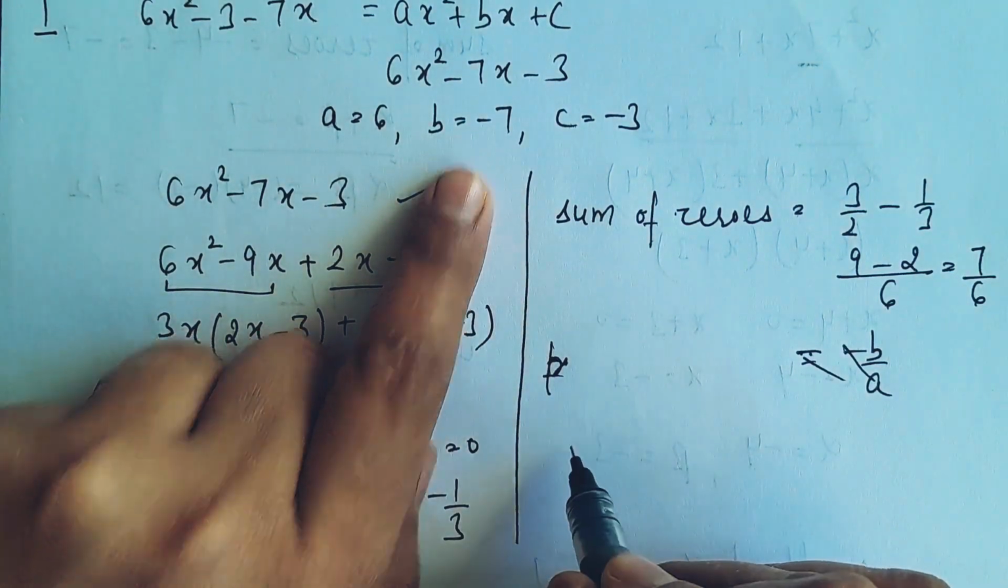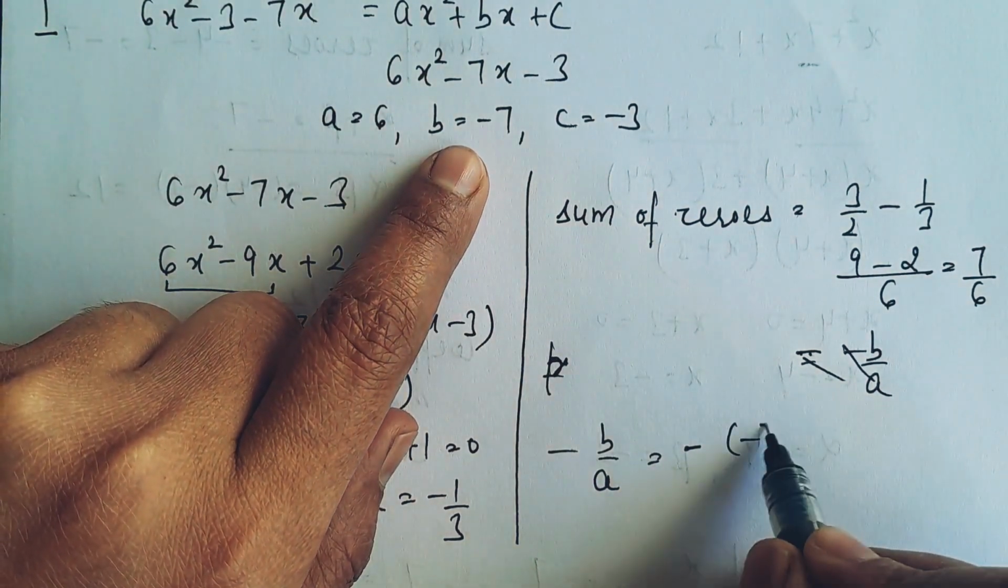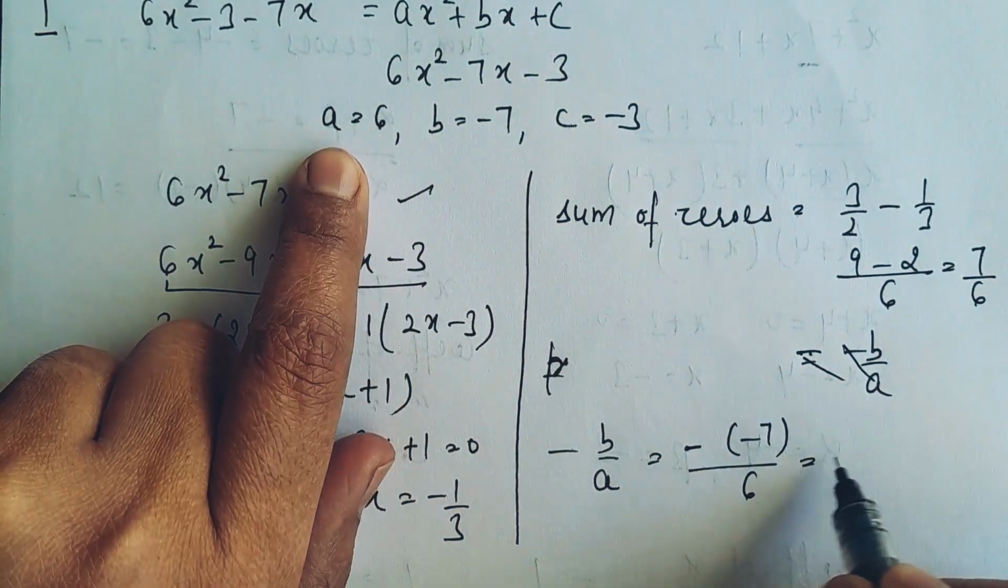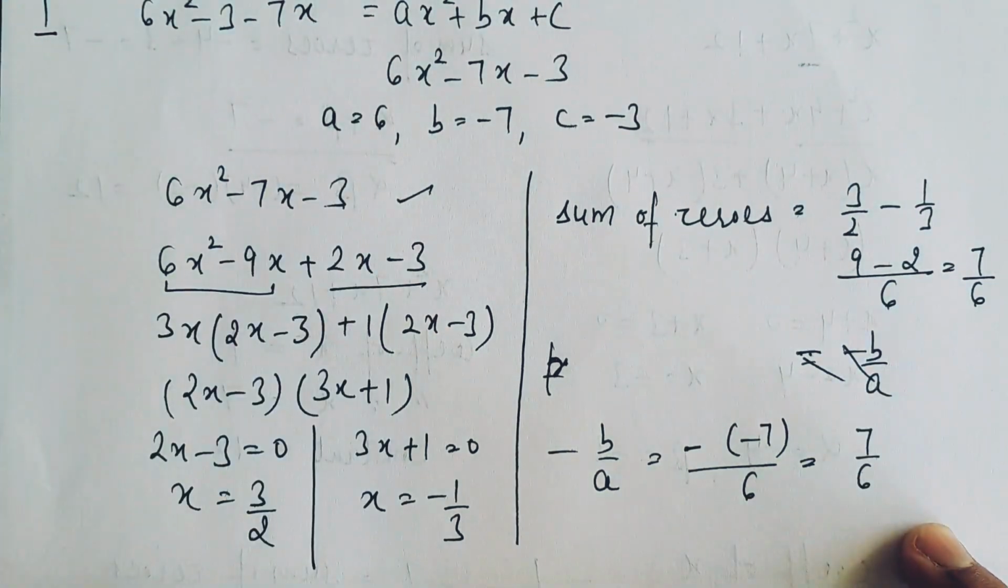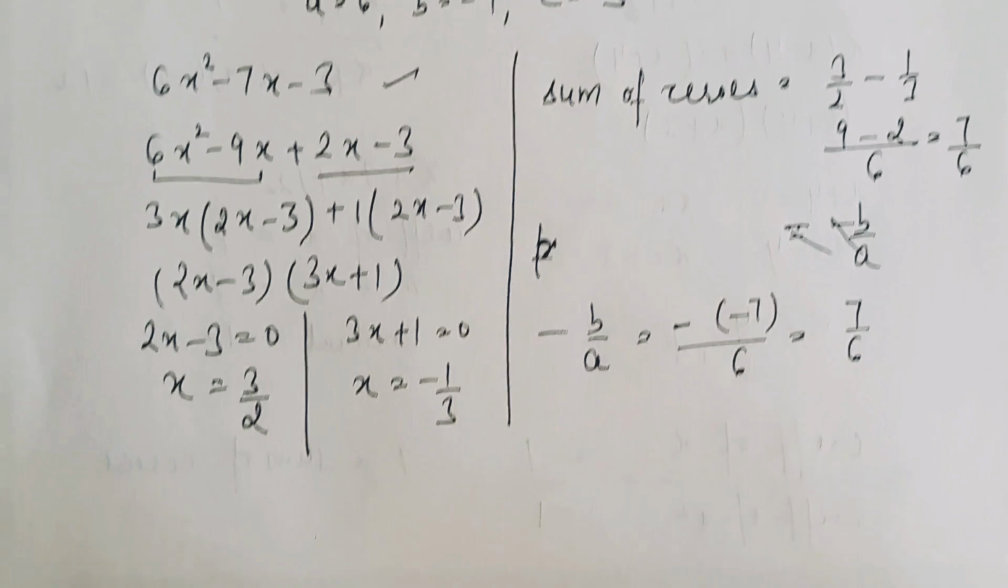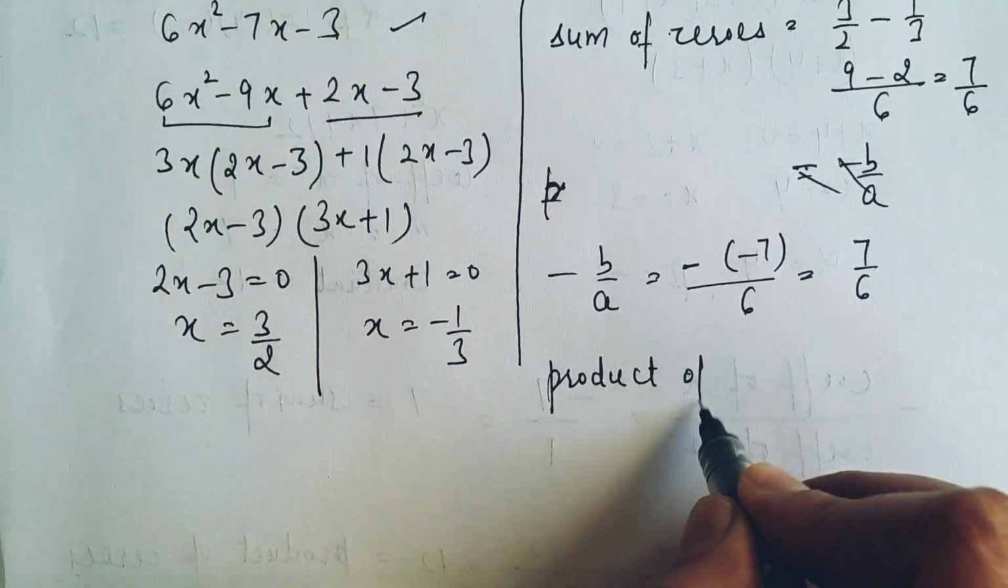Sum of roots is minus b by a. So minus b value is minus 7, a value is 6. So minus minus will become plus, 6. So 7 by 6 we are getting in both the cases. Hence it is verified.